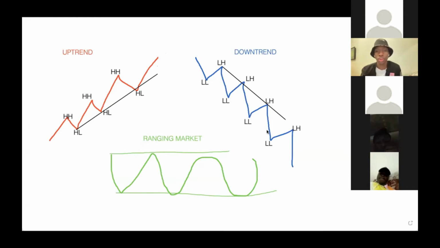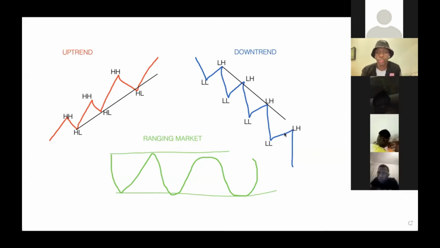So guys, remember, as I said, every single retracement is an entry point. As you can see, the market would retrace, create a lower high, and then shoot back down again.